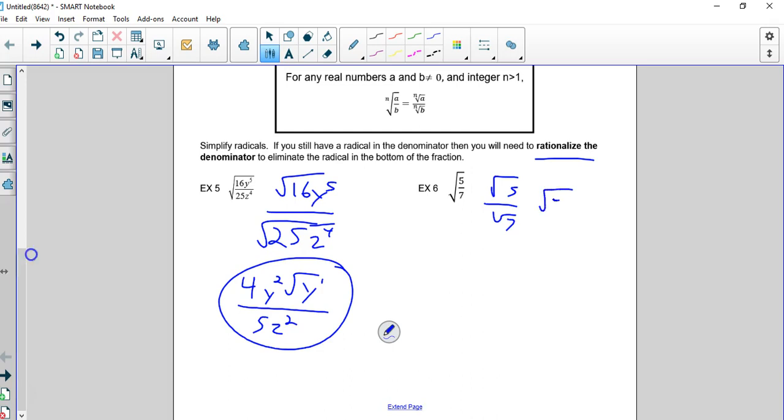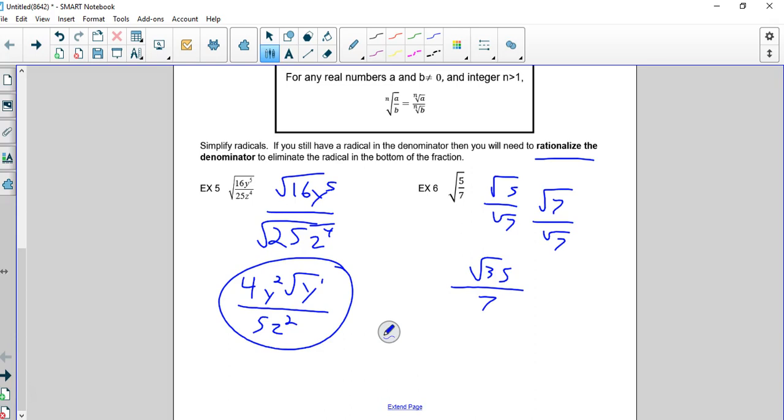Because remember, you can always multiply anything by 1, and anything divided by itself is 1, so radical 7 over radical 7 is 1. So now when we multiply, we get radical 35 on the top, and we get radical 49, or 7, on the bottom. What we did was we just got rid of the radical on the bottom. That's all. It's the same number.